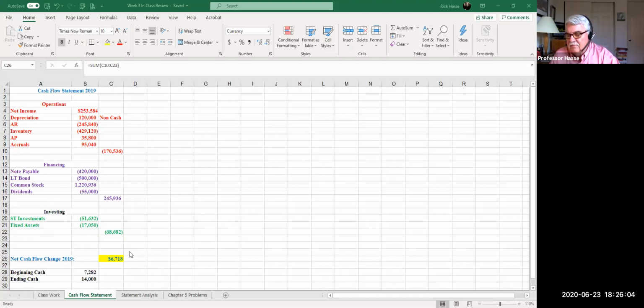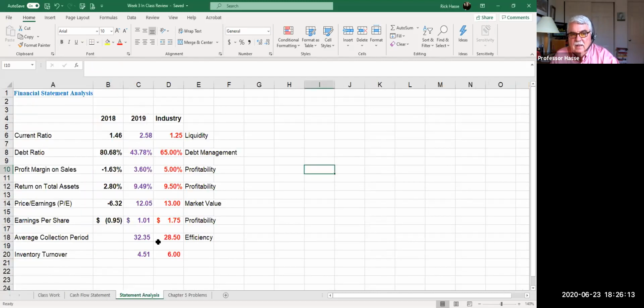The next part of the analysis last week was chapter 4, which was statement analysis. In the statement analysis, we took a look at what certain liquidity, debt management, profitability, and efficiency ratios tell us about our company's performance. We can compare that to prior years, to our competitors, and to the industry that we're in.